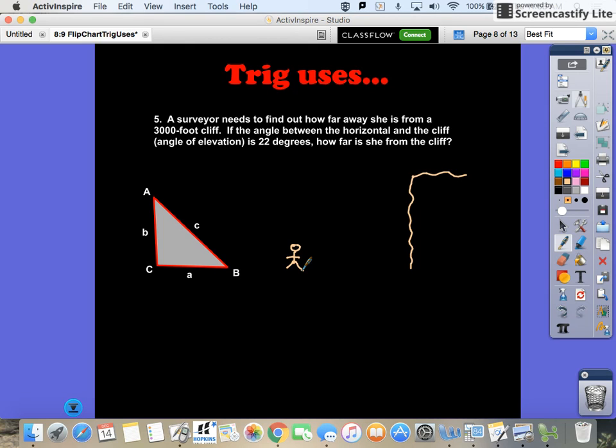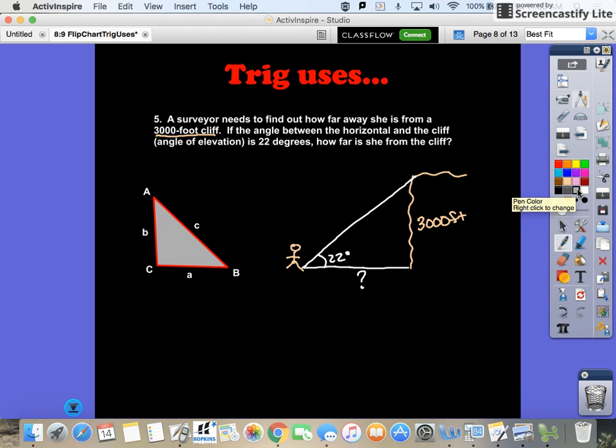It says the cliff is 3,000 feet. So that means this is 3,000 right here. Then it says if the angle between the horizontal and the cliff, so that means if the angle from here to here, so the horizontal is this, and the cliff, if that's 22 degrees, how far is she? So basically that means this is 22 degrees. They want to know how far is she from the cliff. They want to know that right there.